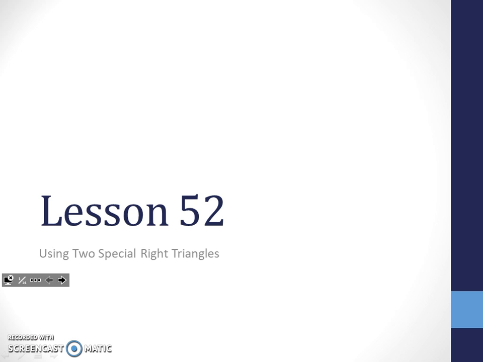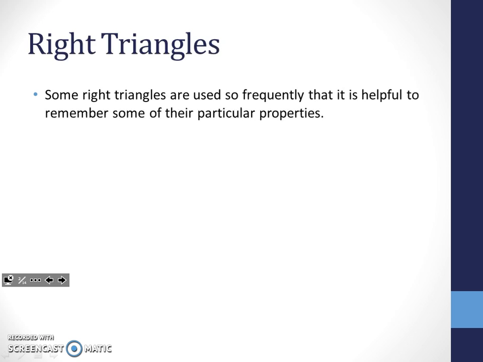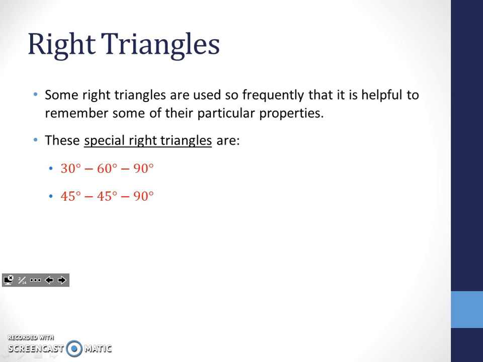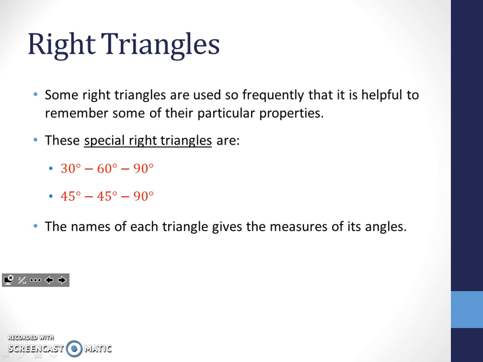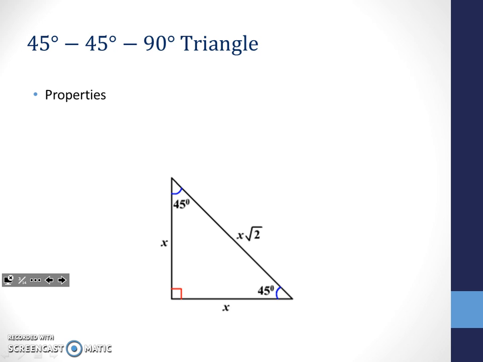The whole point of this lesson is that it's kind of an ACT prep lesson. It can just make you guys move faster when you guys are taking that test. Okay, so some right triangles that are used so frequently, it's helpful to remember. Those would be our 30, 60, 90 triangles and our 45, 45, 90 triangles. They get their names for the measures of their angles.